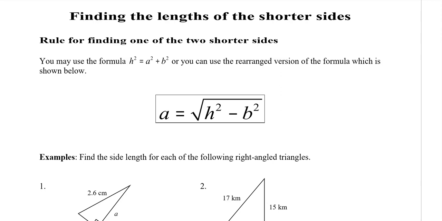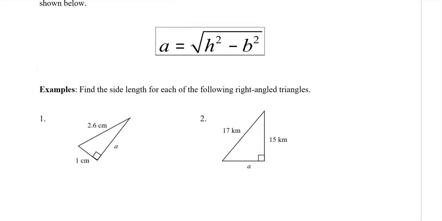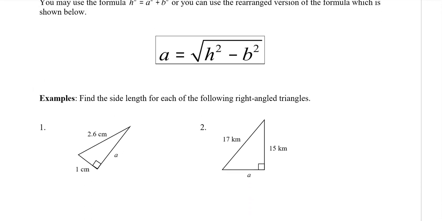All right. So the next section is finding one of the shorter sides. When you see your diagrams down here, you'll see here's my right angle, and one of the sides that is next to that right angle is the one that I have to find. Anytime that you see that, this is the formula that you have to use. It comes from h squared equals a squared plus b squared rearranged.